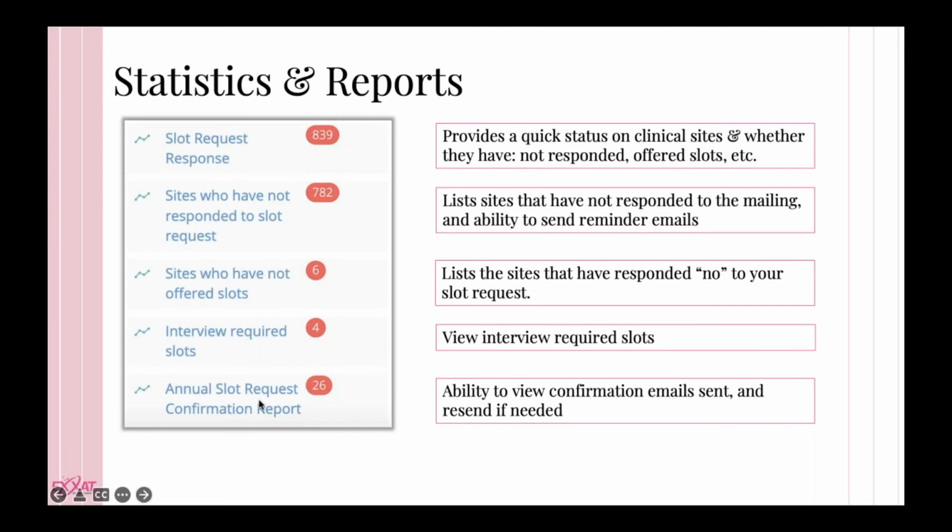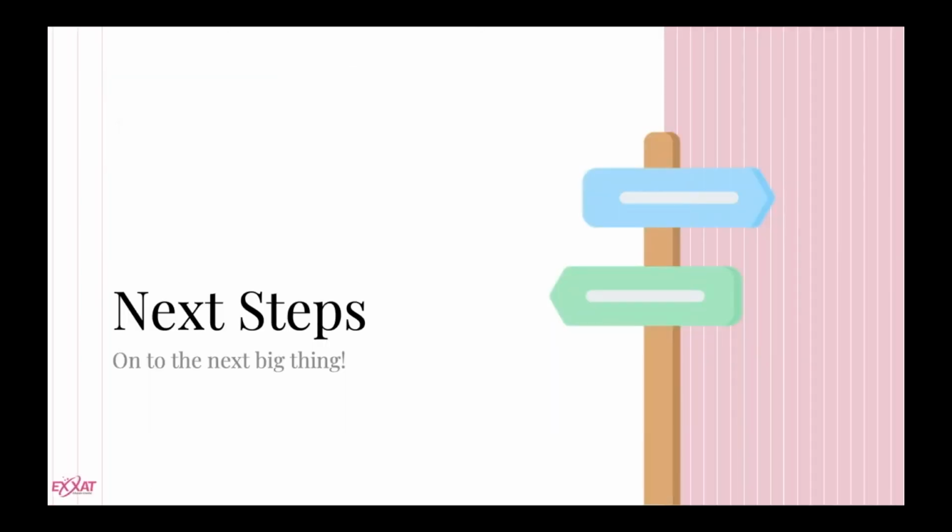And then the annual slot request confirmation report gives you the ability to view which confirmation emails were sent to your clinical partners, and also resend those emails if you wanted to. So it gives you a report of the emails that were sent, or the ability to send them again. Okay, any questions before we move into the final 2 slides that are really just more like talking about the future?